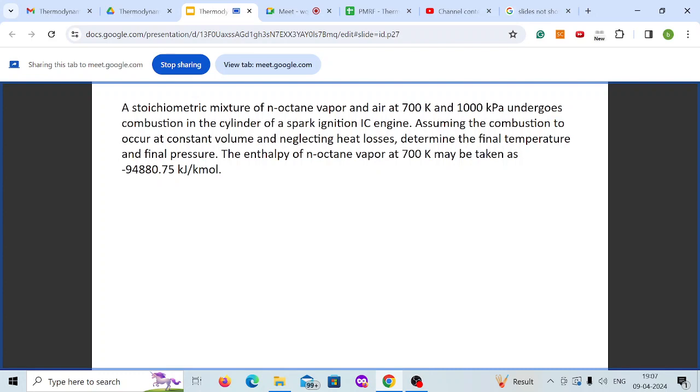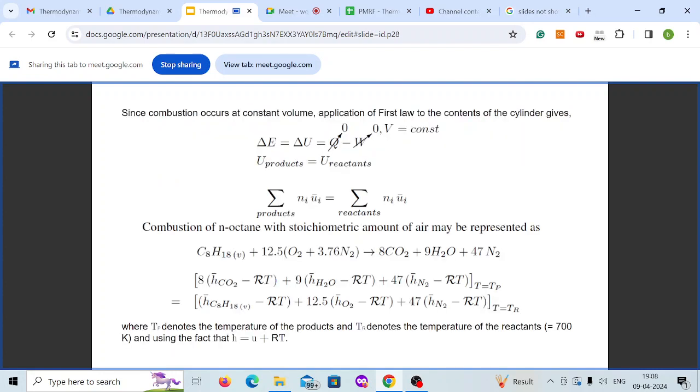So we have a stoichiometric mixture of octane vapor, which is at 700 Kelvin and 1000 kilopascal, going into combustion in an IC engine. This combustion is happening at constant volume, and we are neglecting heat loss, so there is no heat loss. We need to find out the final temperature and pressure. So we'll see how to solve this.